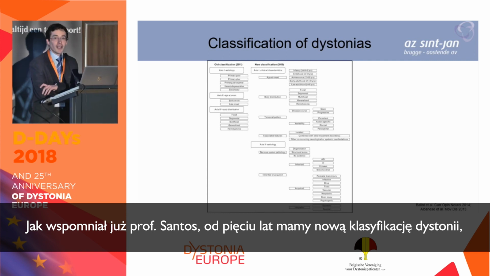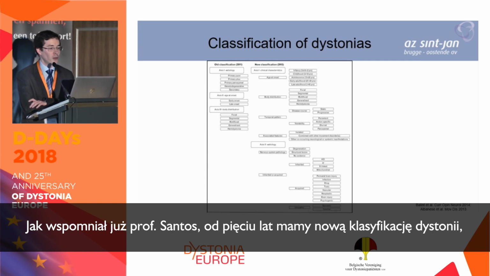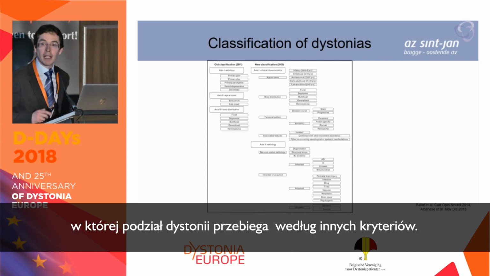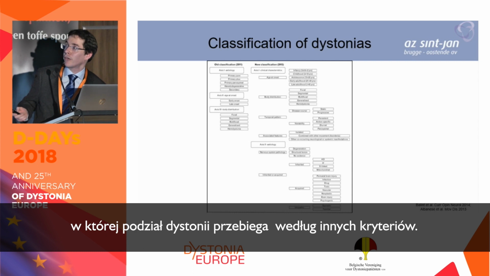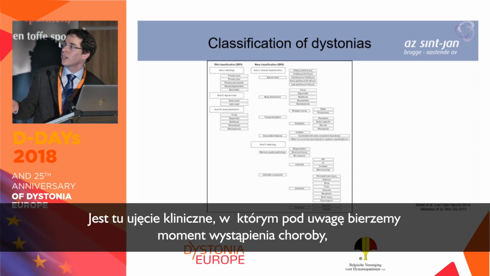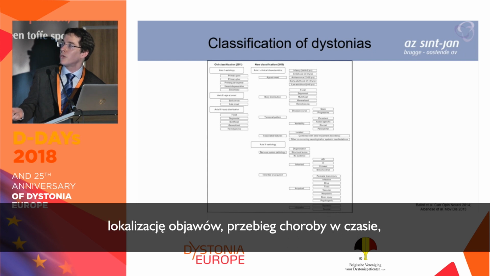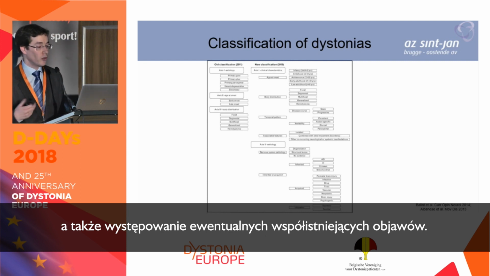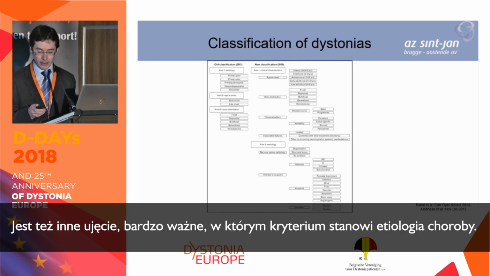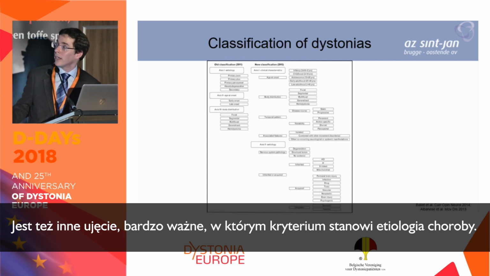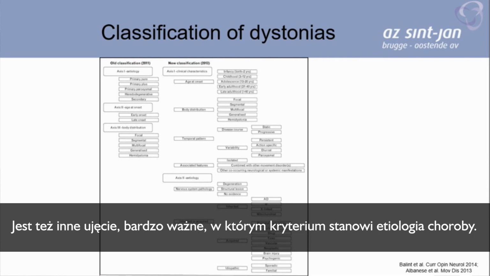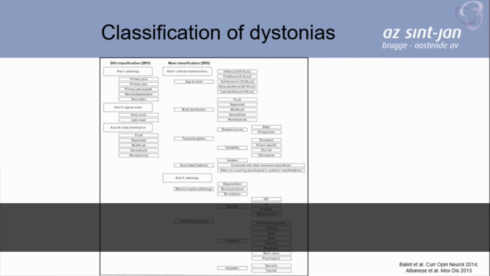Like Professor Santos already mentioned, for the last 5 years we have a new classification of dystonias, where dystonias are classified along different axes. There's a clinical axis where we look at the age of onset, bodily distribution, temporal pattern, and also whether or not there are any associated features. And the second axis, which is also a very important axis, looks at the etiology of the dystonia.